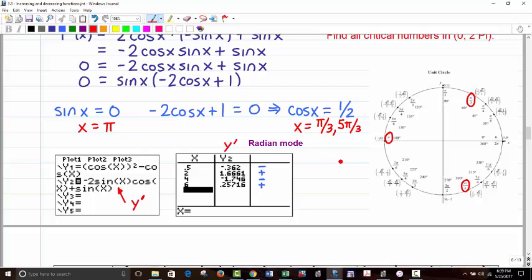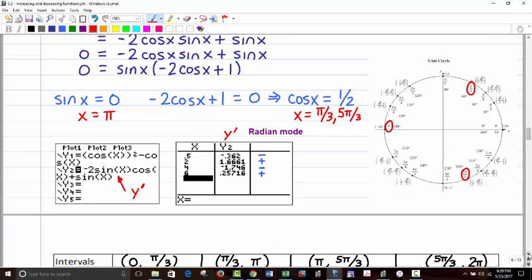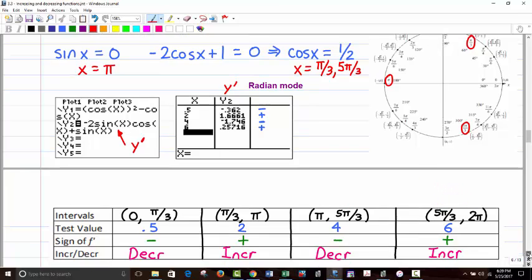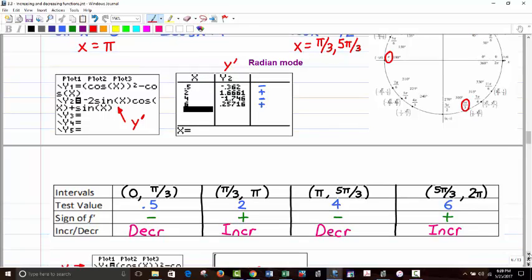On the unit circle, between 0 and 2 pi, that gives me 2 values: pi over 3 and 5 pi over 3. So we have 3 critical numbers that go on our chart, and therefore we will have 4 sections: 0 to pi over 3, pi over 3 to pi, pi to 5 pi over 3, and 5 pi over 3 to 2 pi.